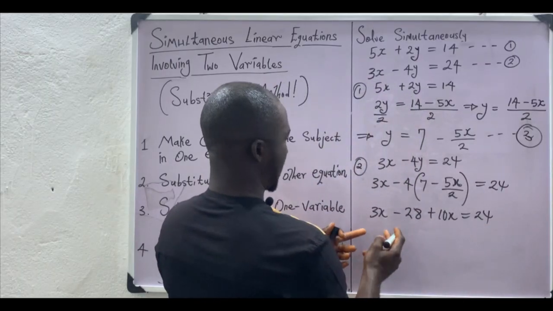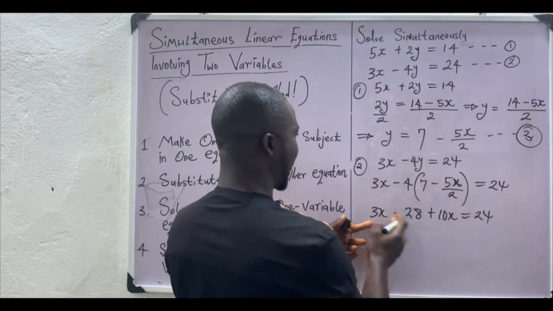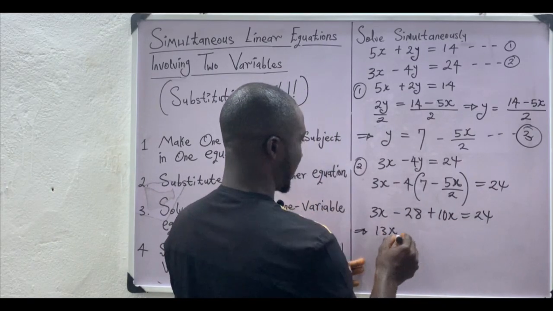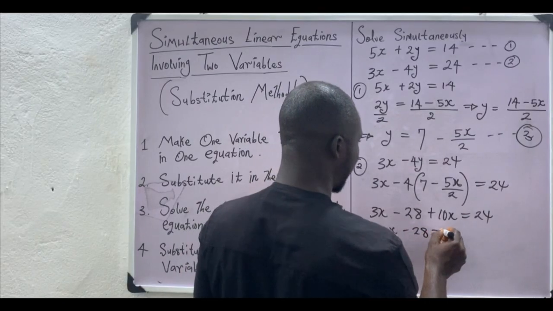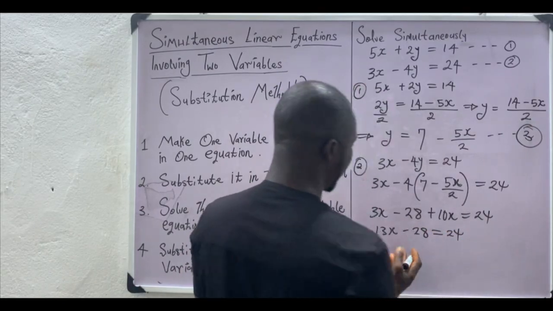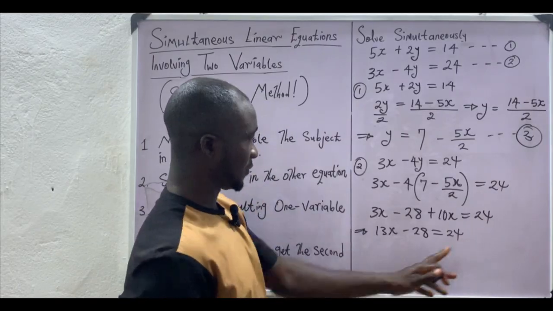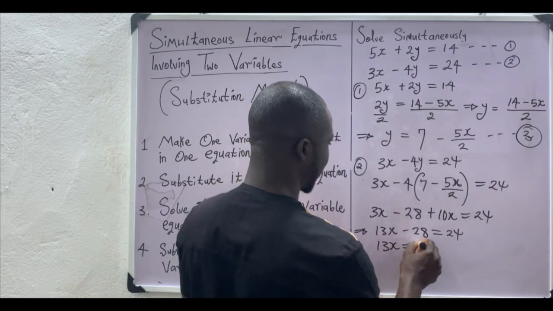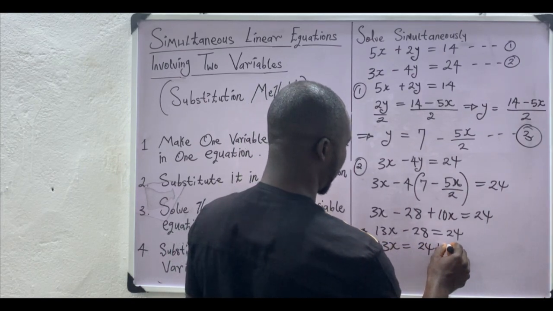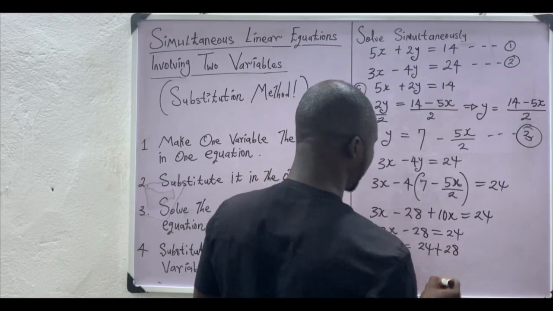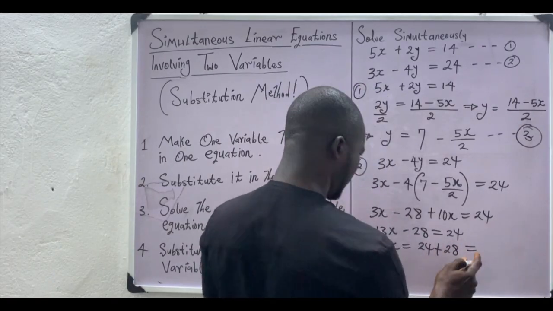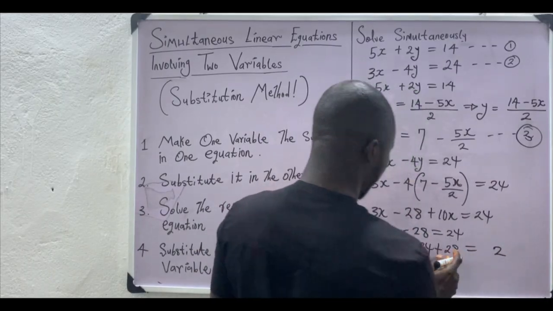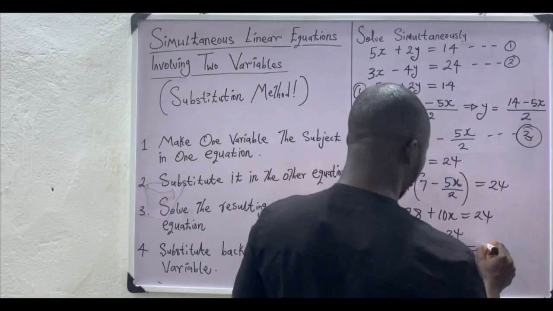Now, if I collect like terms, 3x plus 10x will give us 13x minus 28 to be exactly 24. And if I then add 28 to both sides of this equation, I'll have that 13x is exactly 24 plus 28. And this will give us 8 plus 4, that will give us 12, that is 2. Then 2 plus 2 is 4, and then I'll have 52.